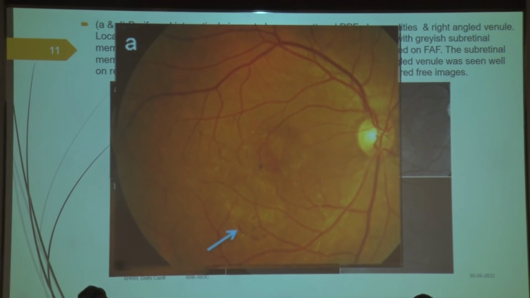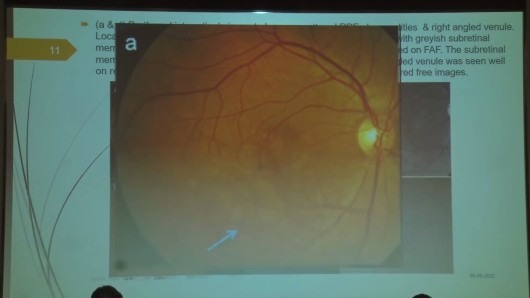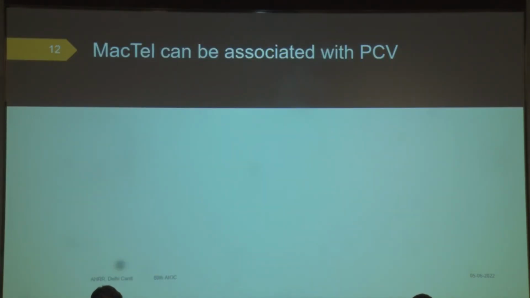Now when we look at this enlarged image, the diagnosis can become clear even in an OPD without resorting to any of the investigations. And as rightly pointed out by one of our audience, even if you do not have access to these multimodal imaging investigations, you can go ahead and treat these cases clinically. Now it can also be associated with polypoidal choroidal vasculopathy.